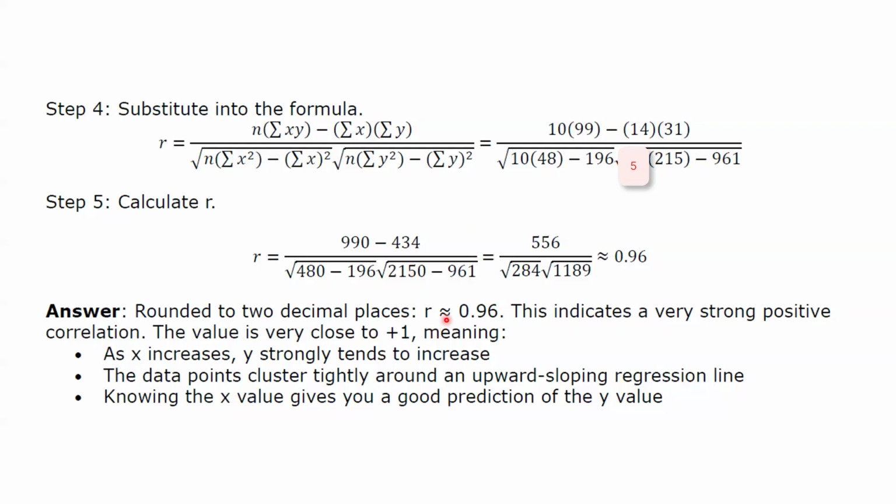We can then take the square root of 44 times 114, which is the square root of 5,016, approximately 70.82. Finally, we calculate r. We take 61 divided by 70.82, which gives us about 0.86, or if we round to 2 decimal places, about 0.87.